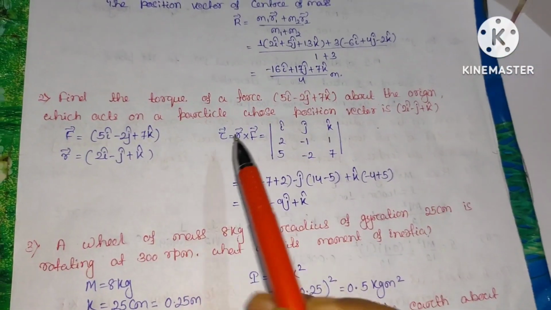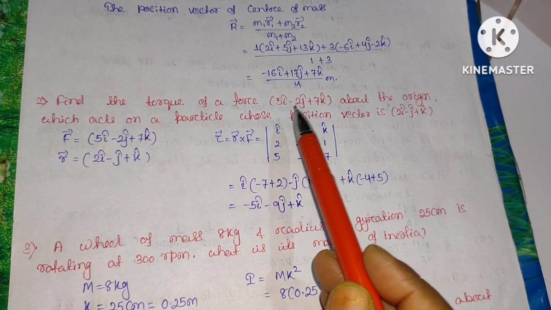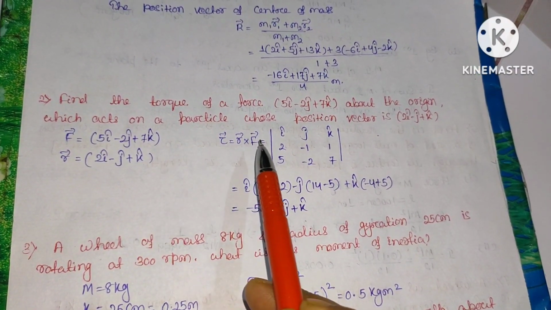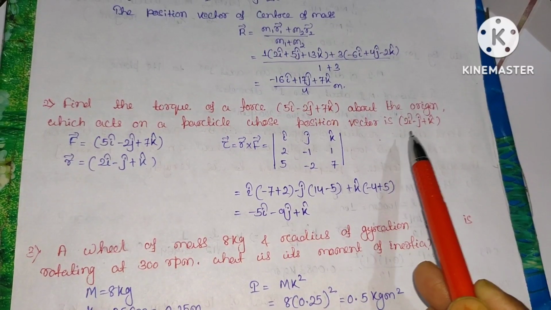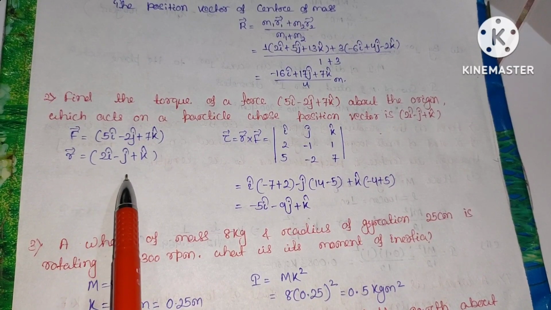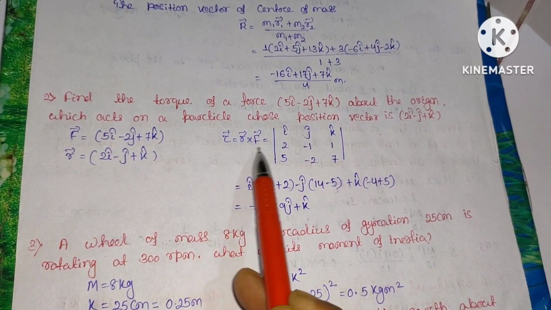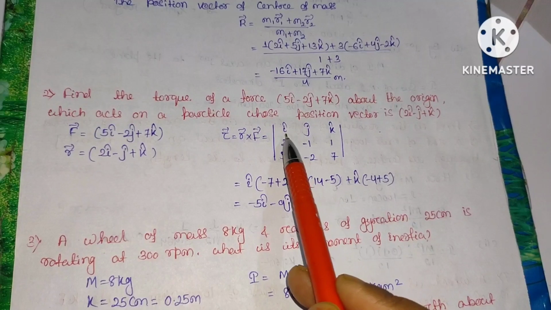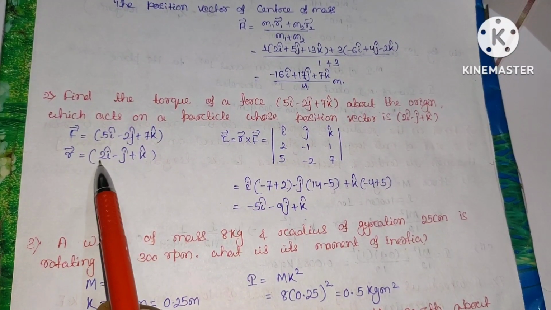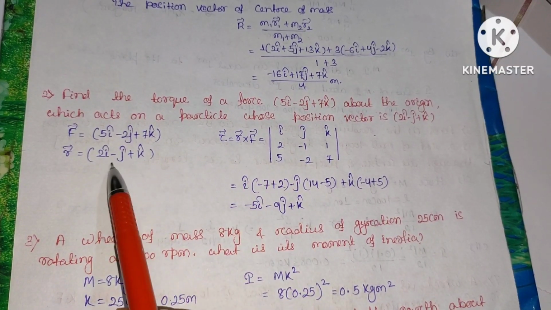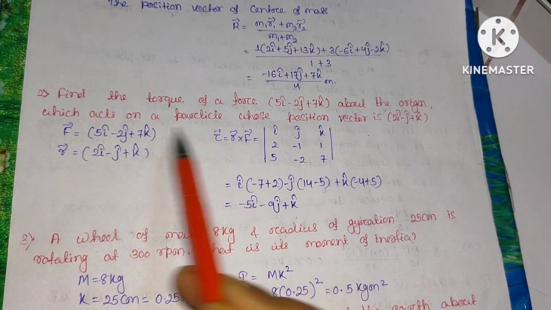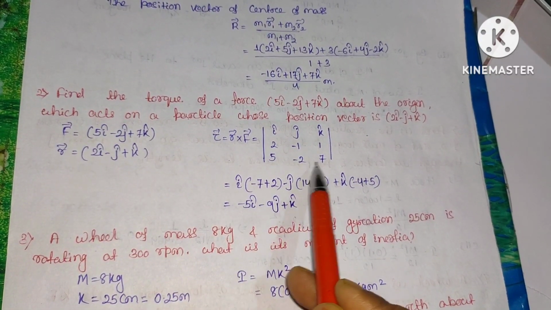The next question is, find the torque about the origin of a force 5i cap minus 2j cap plus 7k cap which acts on a particle whose position vector is 2i cap minus j cap plus k cap. Here force is given this much, r is given this much. So you know torque tau equals r cross f. So this is i cap, j cap, k cap. For r, the coefficient of i cap is 2, j cap coefficient is minus 1, k cap coefficient is 1. Similarly for f, 5, minus 2, 7.